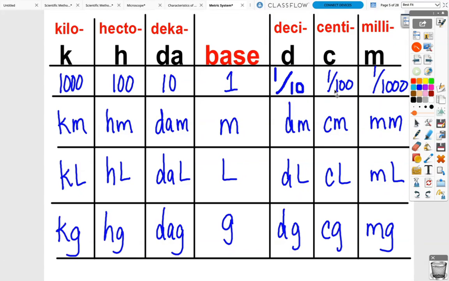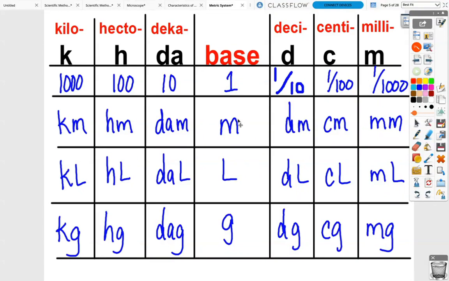So that's 1/100th. And then we have M for milli. Milli refers to 1/1000th. Think of a millennium, which is 1,000 years. So if you look at our chart here, it would take 10 decimeters to equal 1 meter. With centimeters, it would take 100 centimeters to equal a meter. And with millimeters, it would take 1,000 millimeters to equal 1 meter.